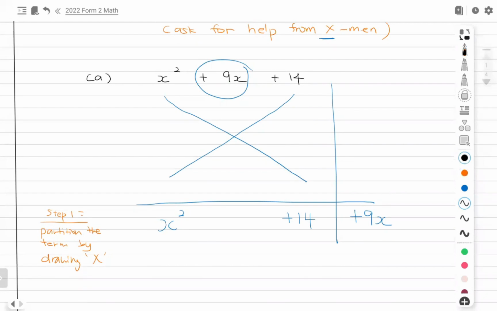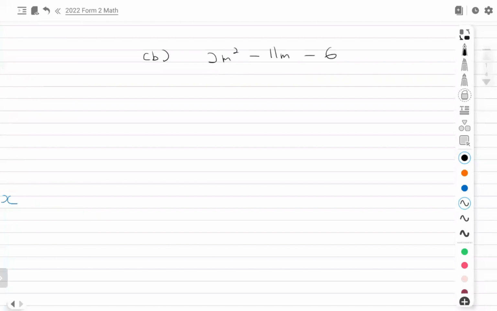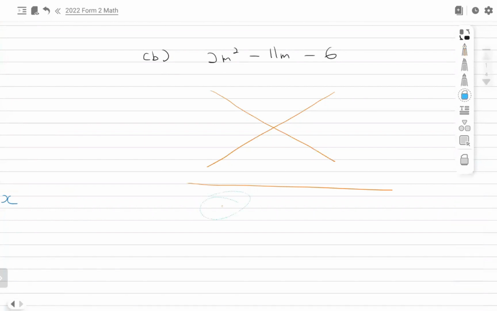Okay, same concept here. If I do the second question, P, 2m squared minus 11m minus 6. Okay, you have here, draw X. So what should I write here? The first one. What should I write here? 2m squared. Okay, what about here? Is it negative 11m or negative 6? I wanted to see everyone's answer.